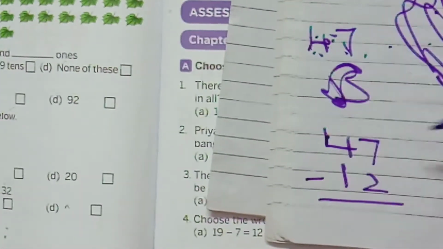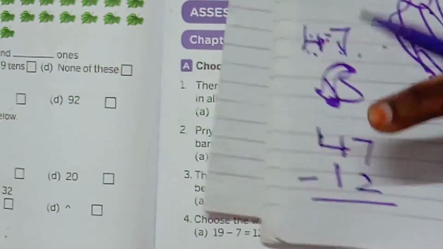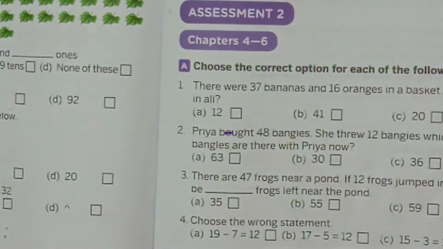So what are we doing? Addition or subtraction? Subtraction. So you do the subtraction. After that you mention the answer. Here 4 options are there. Which is the right one? That only you have to mention.